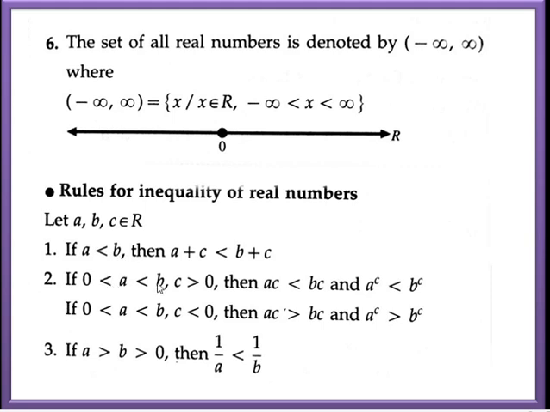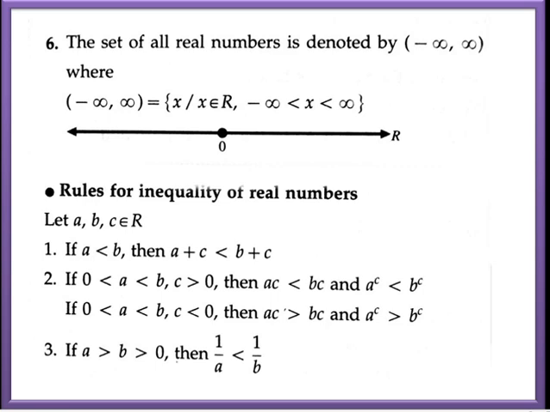If 0 is less than A less than B and C is greater than 0, then AC is less than BC and A raised to C is less than B raised to C. That is, if we multiply by a positive number, the inequality remains the same, but if multiplied by a negative, the inequality reverses. I will give you one simple example. 4 is greater than 1. Now multiply by 2. So what can you say about 8 and 2? Yes, 8 is still greater than 2.